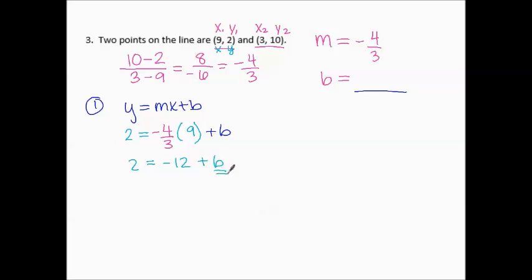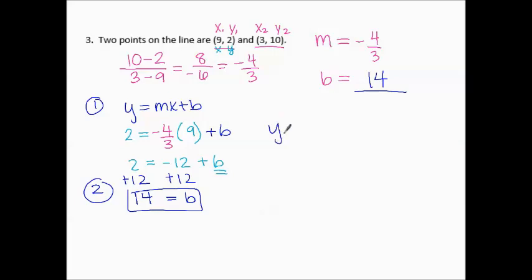Now to solve for b, step 2, I'm going to solve for b. I'm going to add 12 to both sides. 14 is equal to b. And now when I write my equation, so 14 is equal to b, I get y equals -4/3 x plus 14. That is the equation of my line.